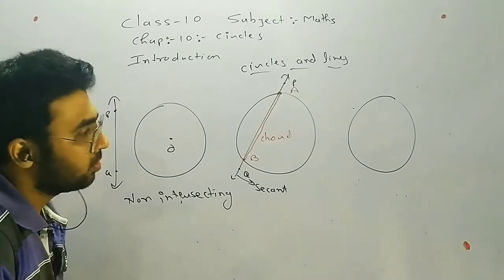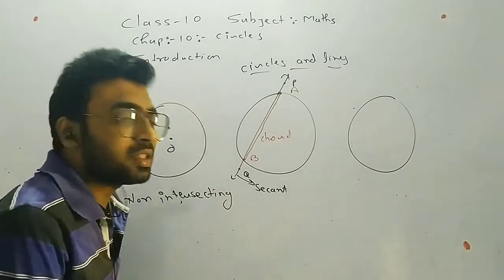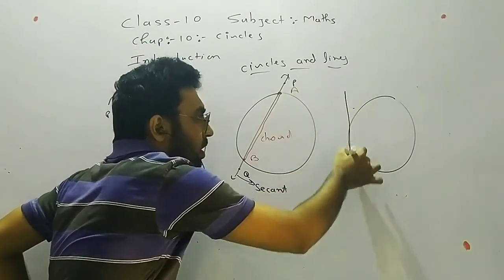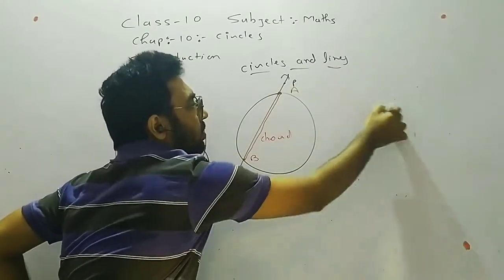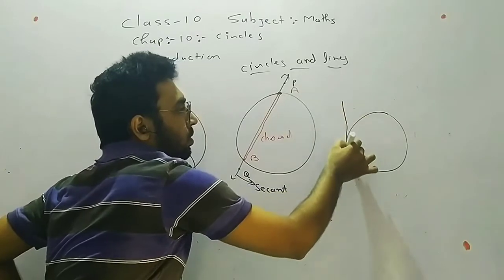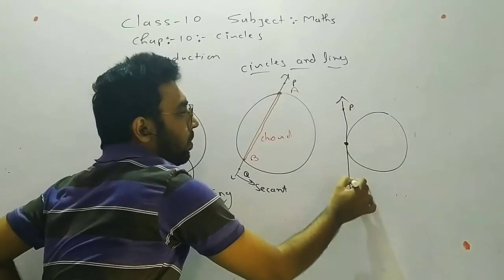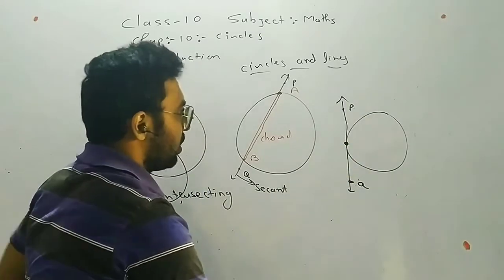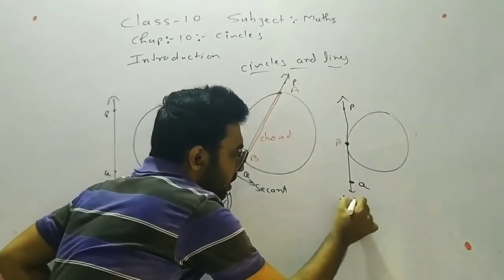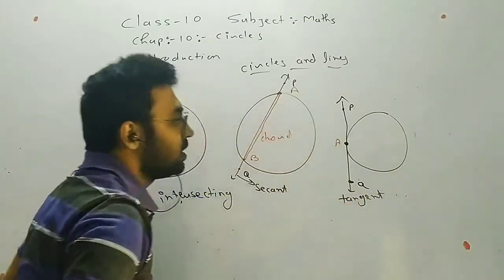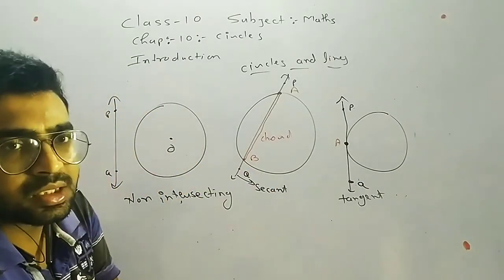Now one more position occurs, that is when the line intersects a circle at a single point. The same line PQ intersects at a single point. So that line is called a tangent.